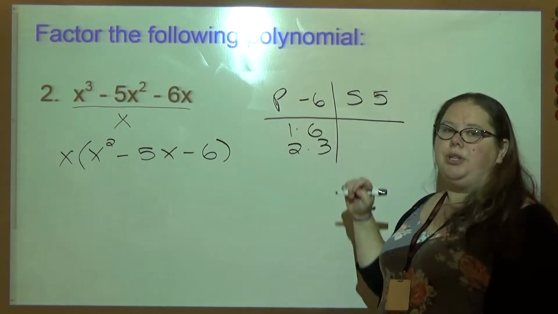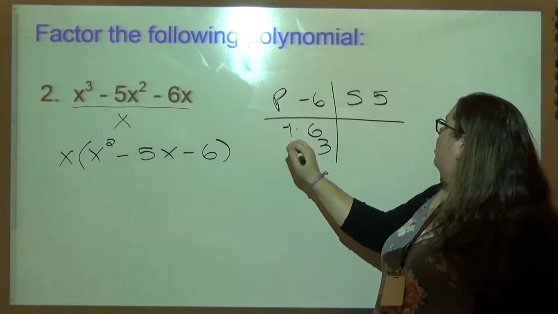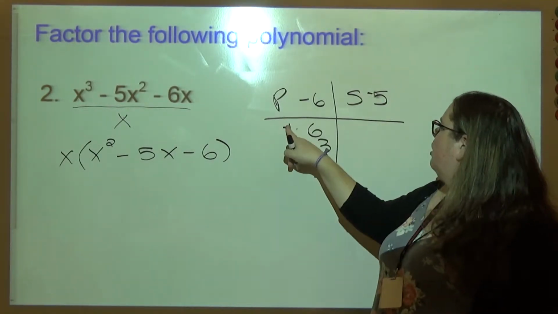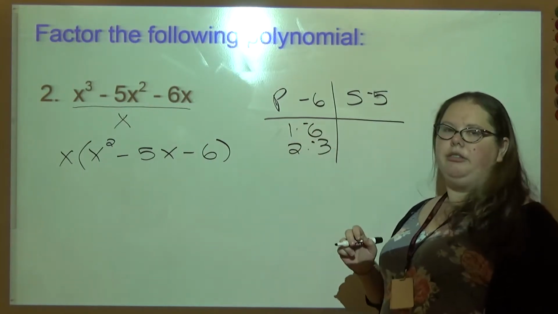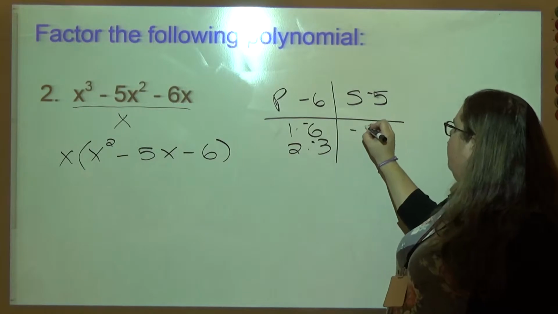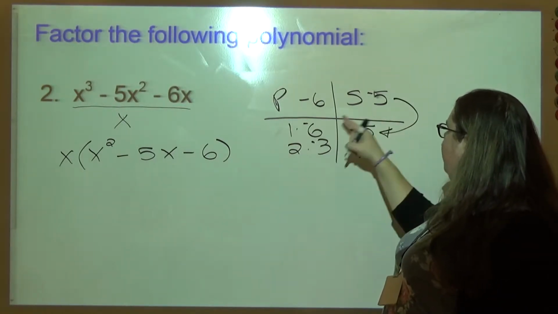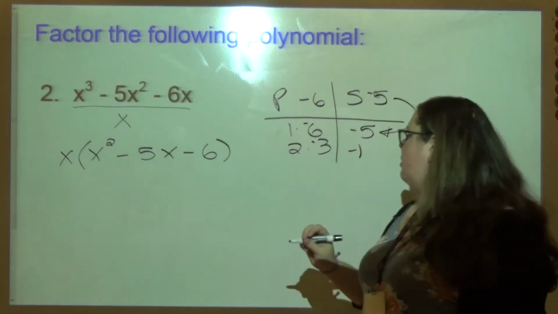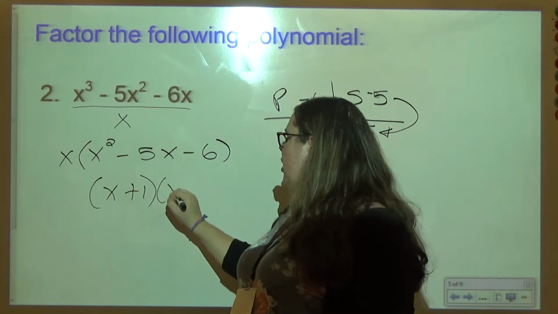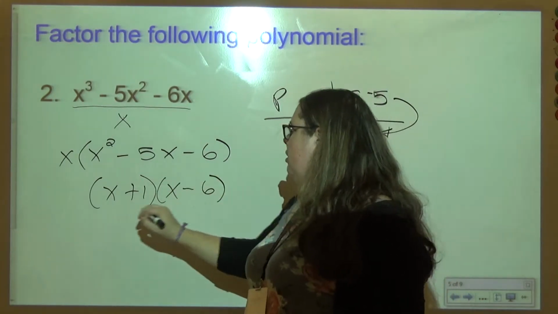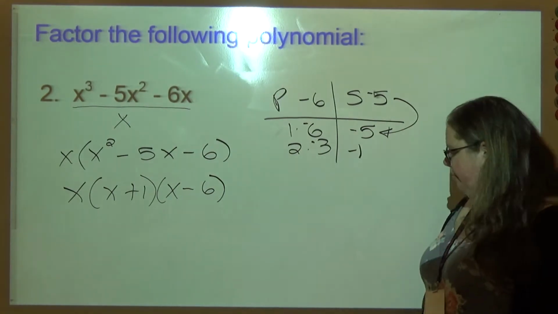Since we're multiplying to a negative, I need a negative. Oops, it's a negative 5, just kidding. Since our sum is negative, our bigger number needs to be negative, using our sign number rules. And so this gives me my negative 5, so it's positive 1 and negative 6. X plus 1, x minus 6, with my GCF on the inside. And we're done.